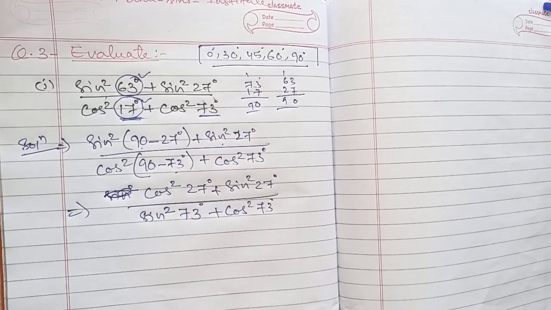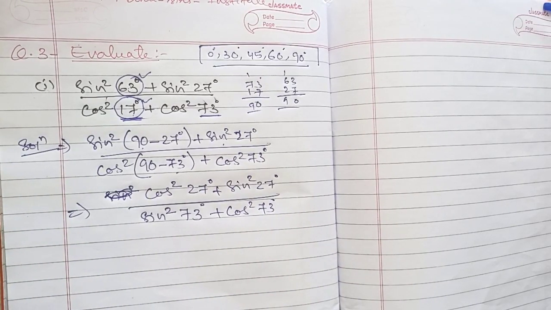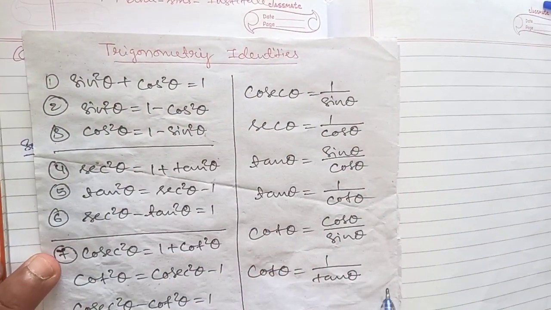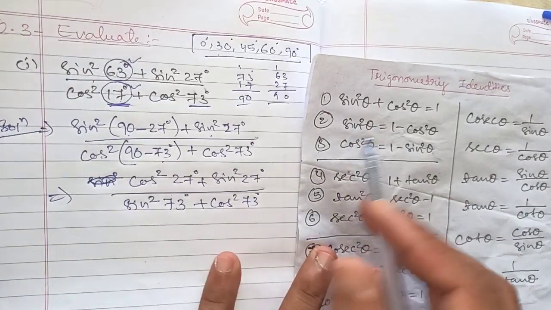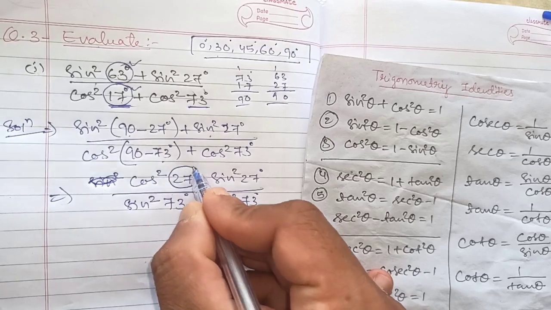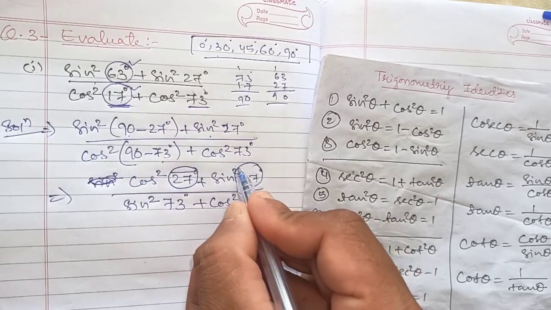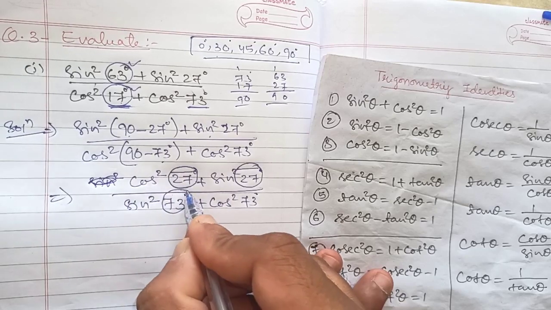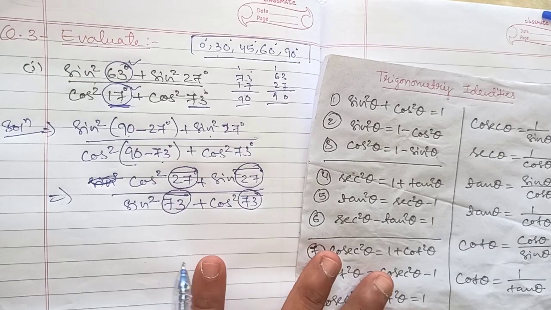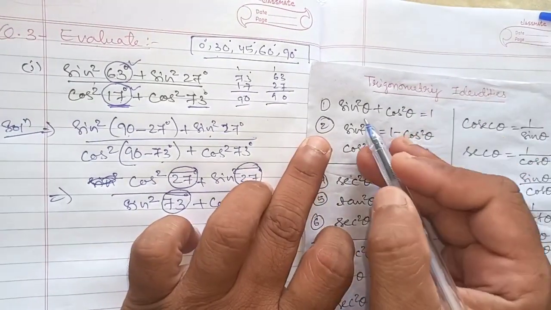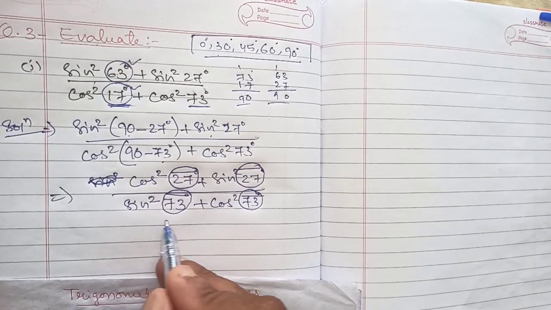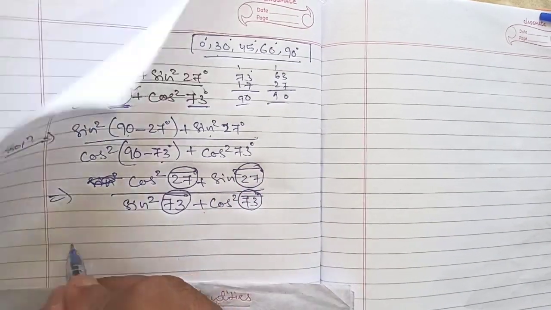Now we will use the formula of the identities which I taught you. These are the formulas I have written on a paper so that you will be able to understand. See the formula and the question which we have. Theta is the same here: 27 degree is the same, and similarly 73 degree and 73 degree is the same. Both the ratios have similar degrees. So which formula will we use? Sine square theta plus cos square theta is 1.